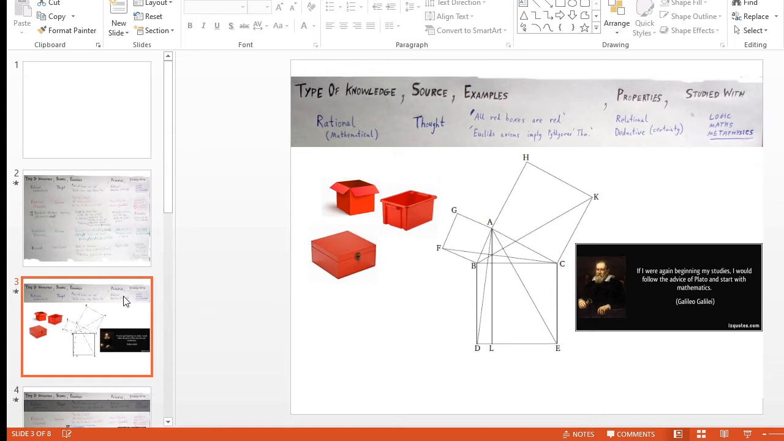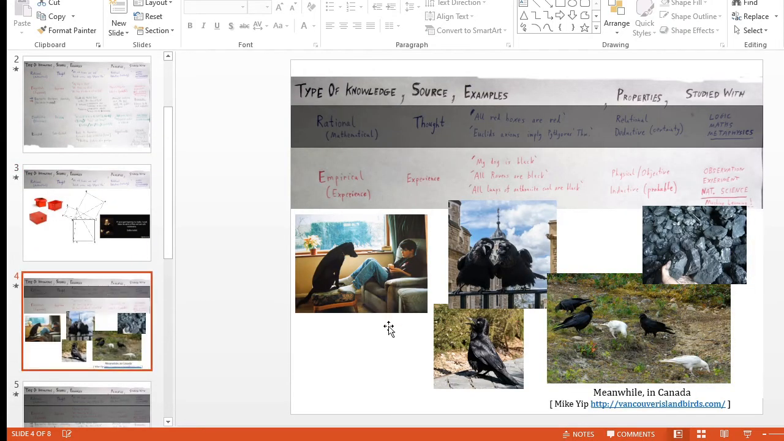But the question about whether the starting points are true in the real world, that's not a question for mathematics itself. That's a question for empirical knowledge. So empirical knowledge is knowledge you get from observation or experience. And this kind of knowledge does have the useful ability that we can learn things about the real world.